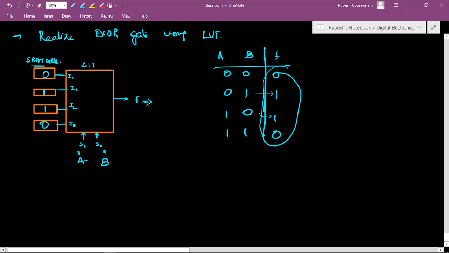Like this, you can utilize the lookup table to realize any Boolean function. It's easy, right? You have only one hardware arrangement. Using that one hardware arrangement, you can find any Boolean function by adjusting the SRAM cells. And the inputs you don't need to adjust, because only two inputs are available, and directly you can find the required Boolean function.